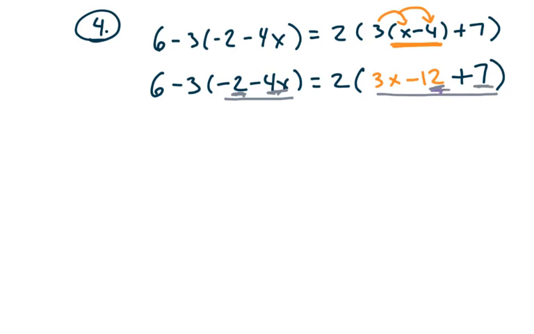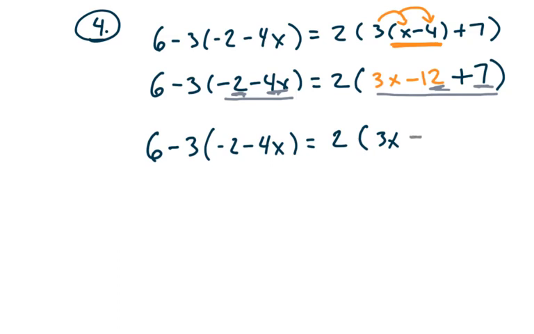We can keep doing it in gray. So we'll get 6 minus 3 parentheses, negative 2 minus 4x. Again, I'm not changing anything unless it's the side where the problem exists. 3x, and then negative 12 plus 7 is negative 5. So from here, what are we going to do?